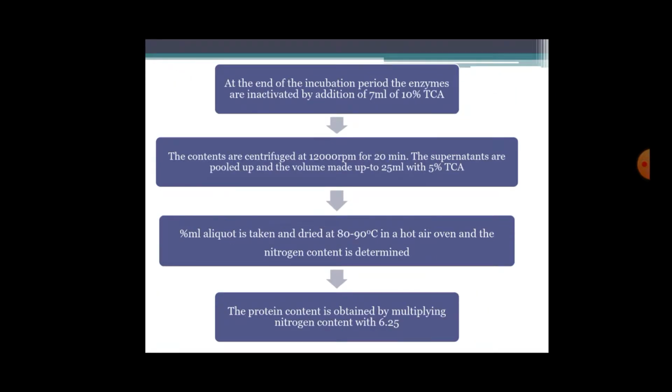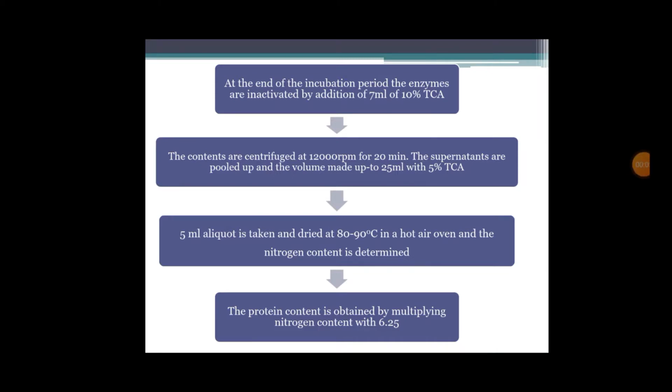At the end of the incubation period, the enzymes are inactivated by addition of 7 ml of 10% trichloroacetic acid. The contents are centrifuged at 12,000 rpm for 20 minutes and the supernatants are pooled and the volume is made up to 25 ml using 5% trichloroacetic acid.